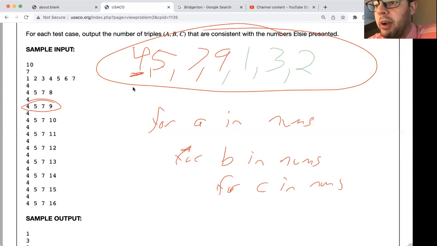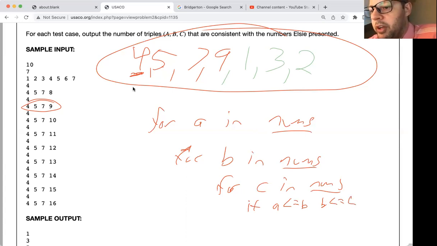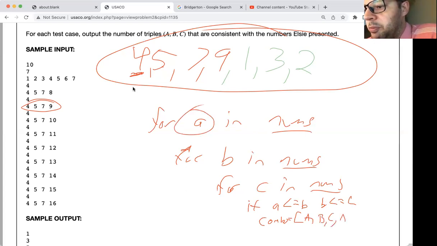Once you've got that, we're iterating through it for every A in numbers, for every possible B in numbers, for every C in numbers. If and only if A is less than or equal to B and B is less than or equal to C, so those numbers are in increasing order, then you generate every possible combination: combos equals the list of A, B, C, A plus B, A plus C, B plus C, and A plus B plus C.